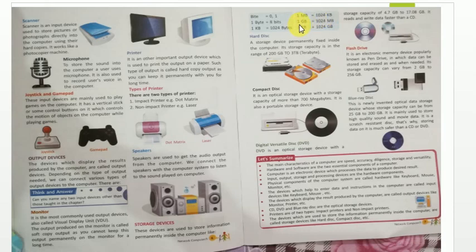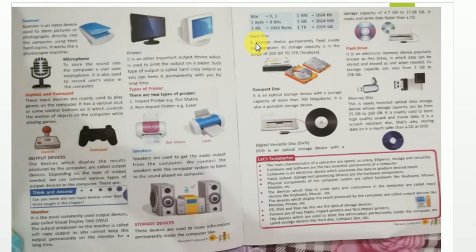Next one is 1 GB, that is 1 gigabyte, which is equal to 1024 megabytes. And 1 TB, that is terabyte. 1 terabyte is equal to 1024 gigabytes. These are all the units of storage. So next is hard disk.